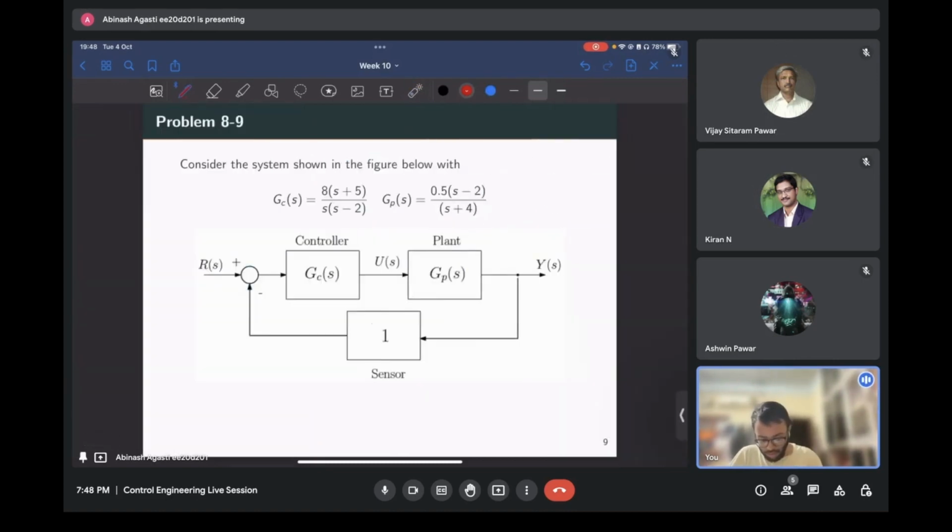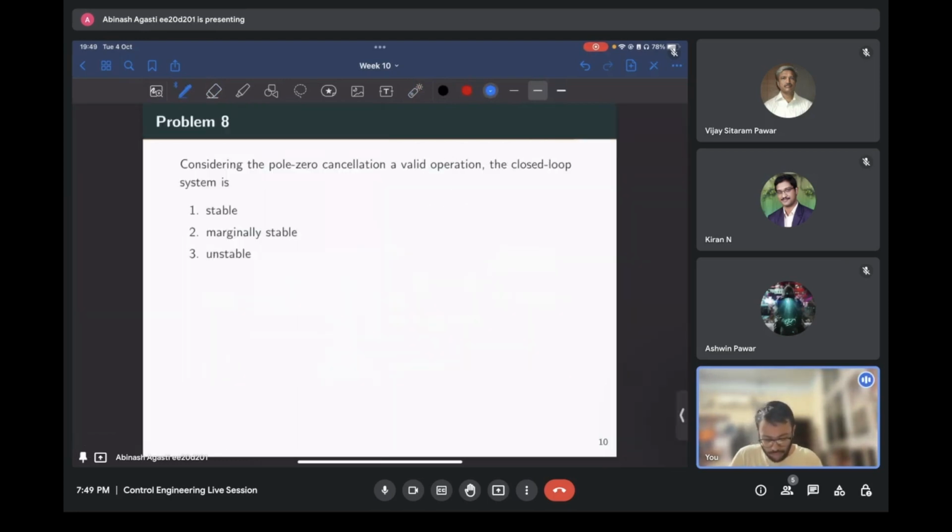Then, so now consider this system. We have a plant transfer function given by this. We have a compensator or controller given by this, and a feedback mechanism, that is, the sensor is accurately measuring this output value. We get it back, and then we put it in a unity feedback configuration. We get this closed loop system. So considering the pole zero cancellation a valid operation, the closed loop system is what?